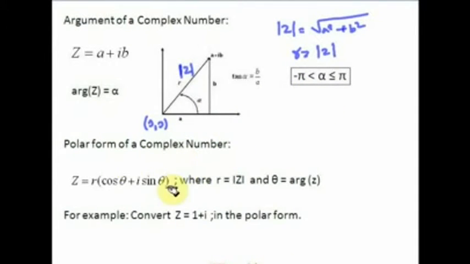Polar form of a complex number. It's very common in the case of complex numbers. We represent the complex number in terms of the argument. z is equal to r times cos theta plus iota sin theta, where r is equal to modulus of z.